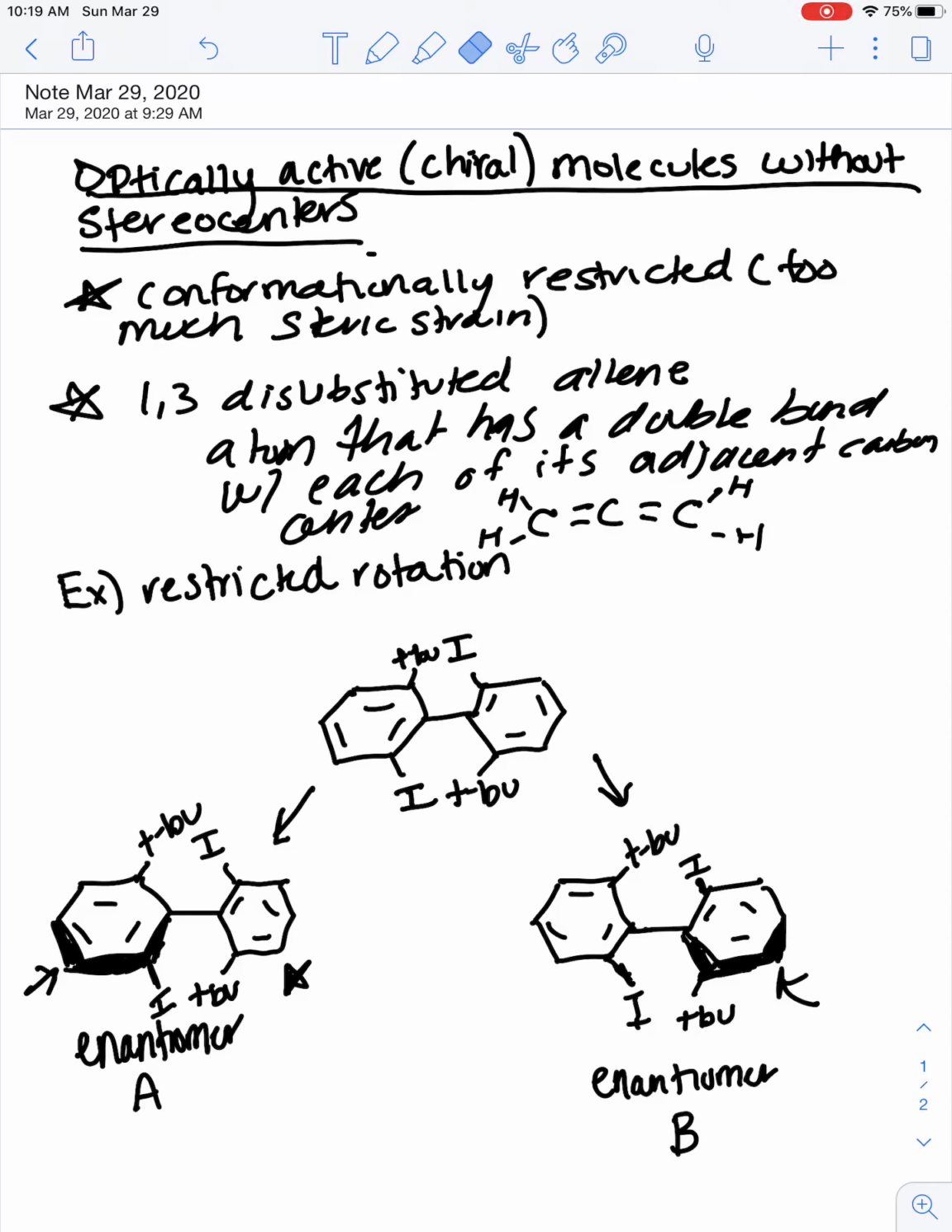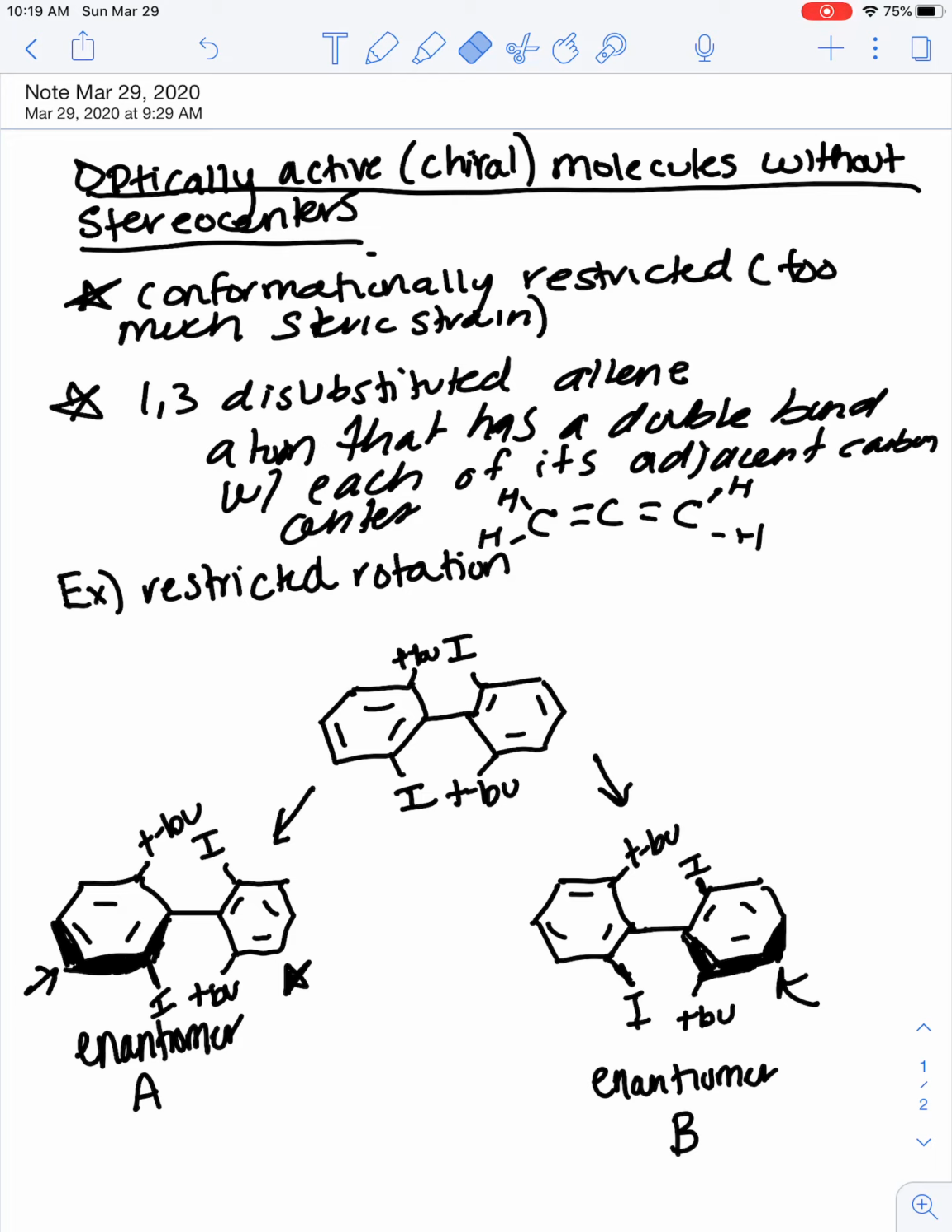Hi everyone, today we're going to finish up chapter 5. We're going to start by talking about something that is optically active or a chiral molecule without a stereocenter. Remember, stereocenter just means that we have a carbon atom that is attached to 4 different substituents. There are 2 different types of cases that we're going to look at.